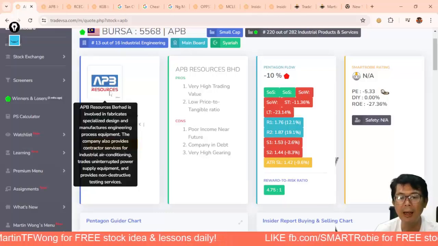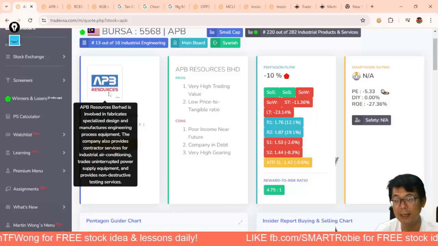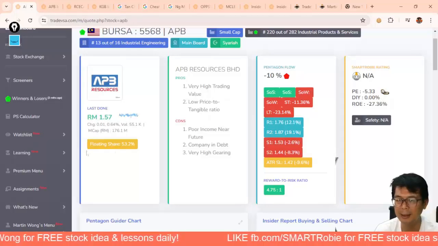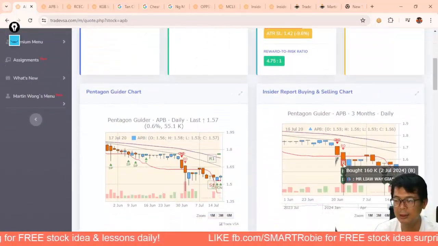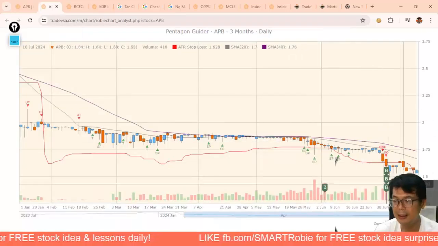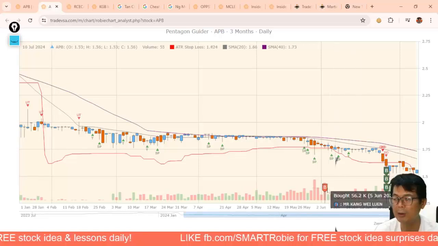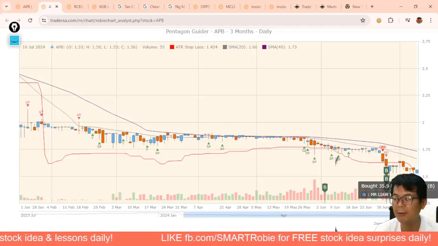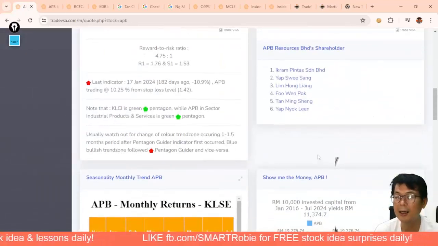Fabrication, engineering, aircon, power supply. Those will be interesting for data center, right? It's a loss-making company, right? Negative. But right now, we do see some buying by, who is this? Liao Wei Get, the same owner. Kang Wei Luan, Liao Wei Get. Okay, who are those? Let's go there.